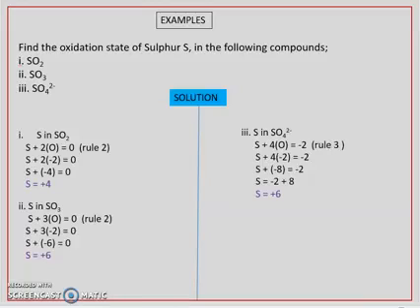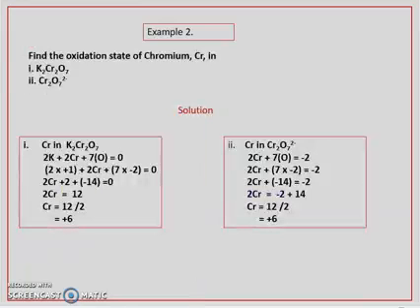Let's try one more example and we'll end there. Find the oxidation state of chromium in the following. We have K2Cr2O7 and Cr2O7 2 minus. Finding the oxidation state of chromium here. Remember, we know that the oxidation state of potassium, which is K, is fixed and is plus 1. That of oxygen is also fixed, and is minus 2.